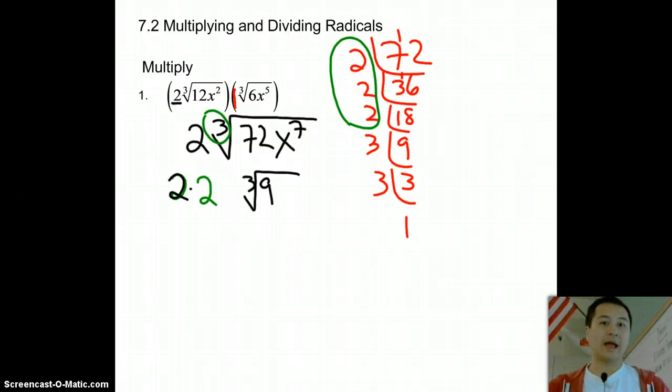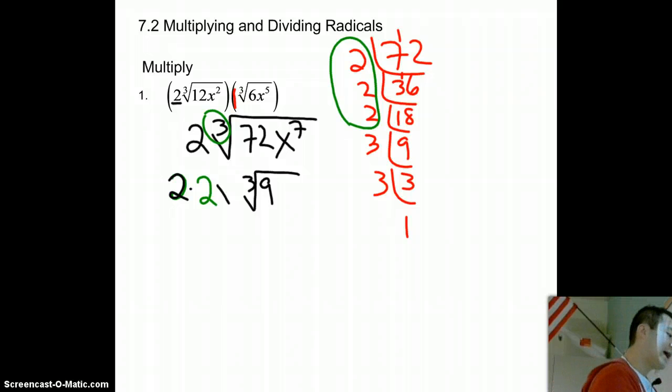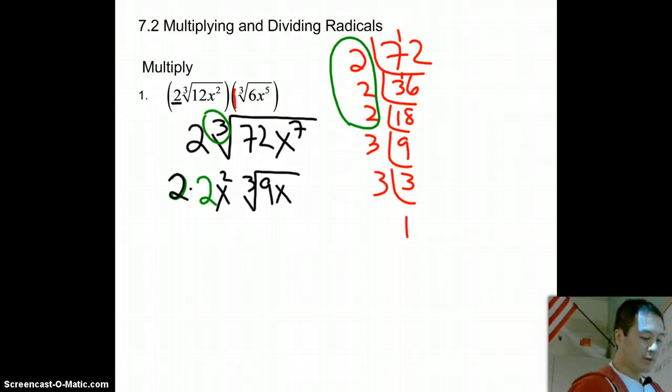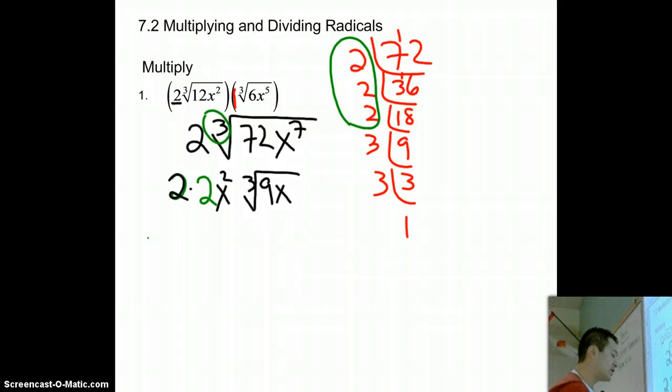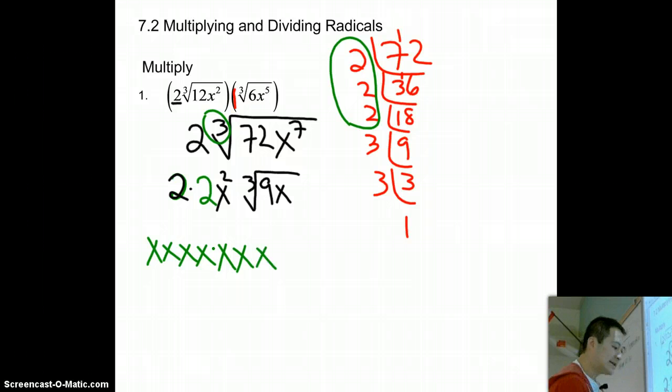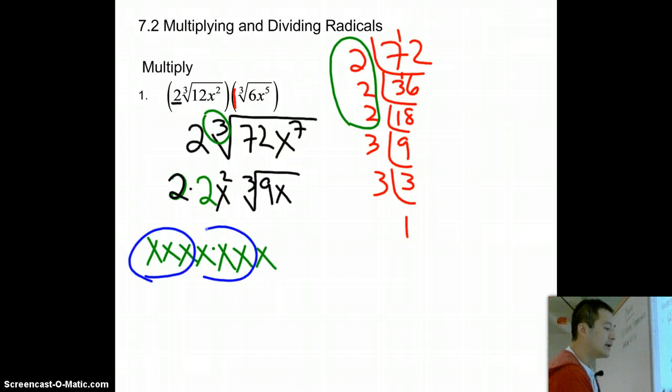How many x's do I have? I have 7 x's. I want to take 3 of a kind. So how many can I take? I can take x squared, that's 6 of them, with 1 left over. Once again, I'm going to write it out slowly for you. That's 7 x's: 1, 2, 3, 4, 5, 6, 7. I take out 3 of a kind. Here's 3. Here's 3. That makes x squared with 1 left over.